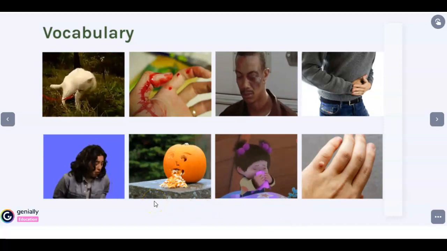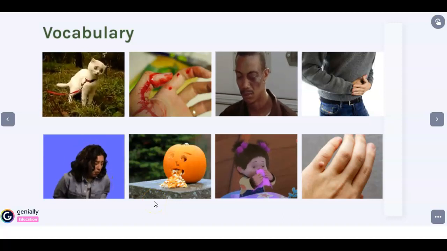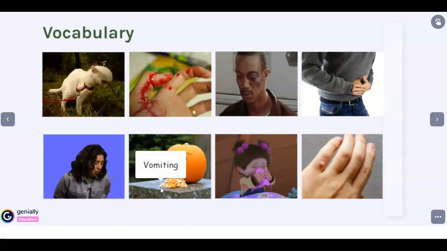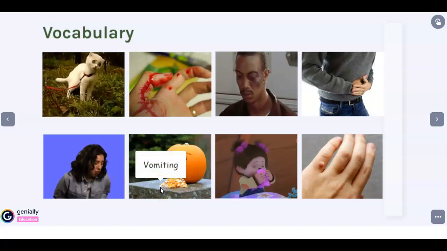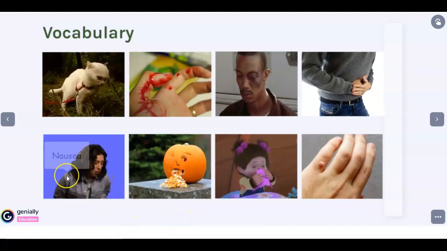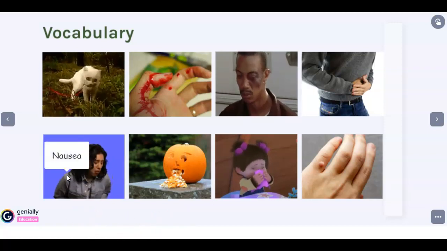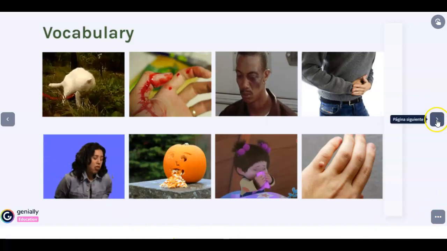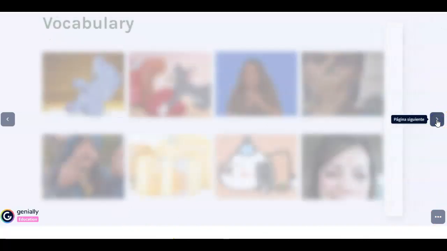Then, now that Halloween is coming, we can see this pumpkin vomiting. Okay, maybe this is not the best idea, but yes, we have vomiting. But before vomiting, normally we feel nausea. Okay, so this is another symptom that people or your patients may experience. But we have more symptoms.